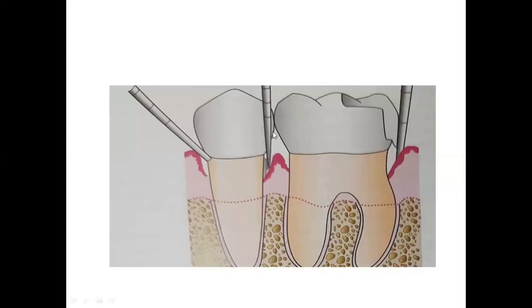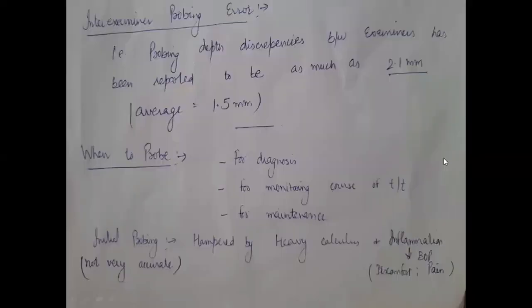Here the crown is very convex and there is calculus present. Due to the presence of this calculus, we will not be able to measure the actual pocket depth on the first visit. After the initial visit, when the scaling and root planing is completed, then the actual depth of the periodontal pocket can be measured. In case of the overhang of the restoration, again the probe cannot penetrate up to the full depth.